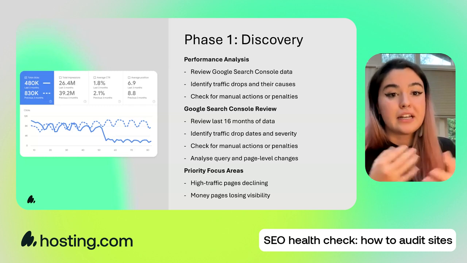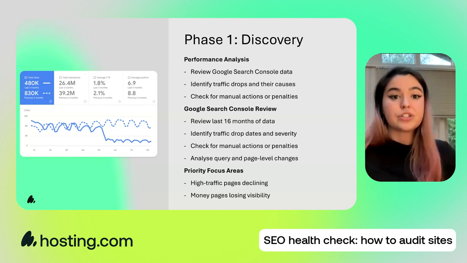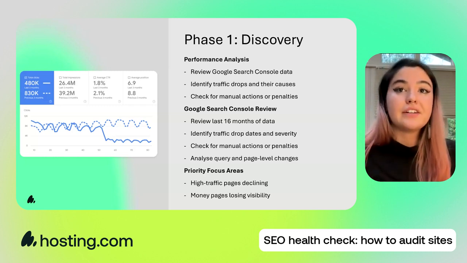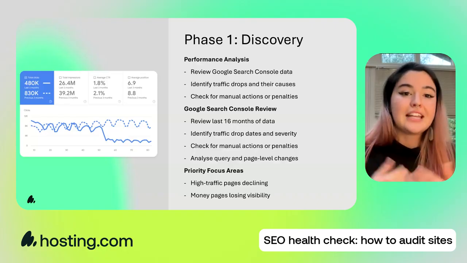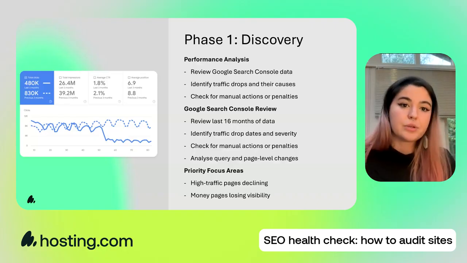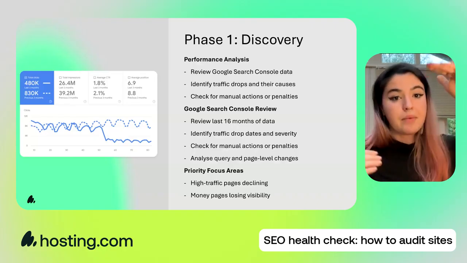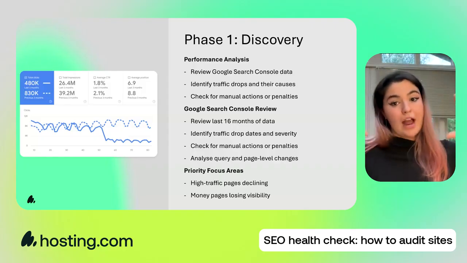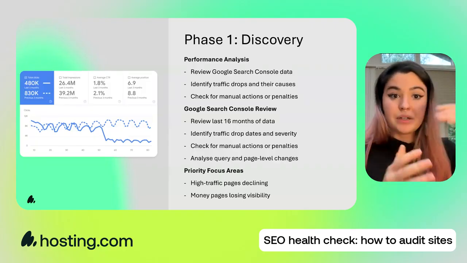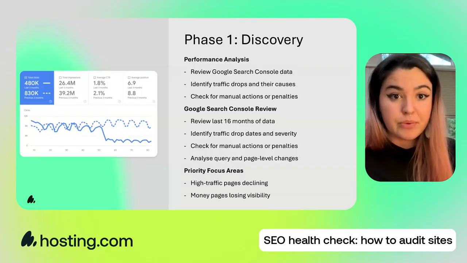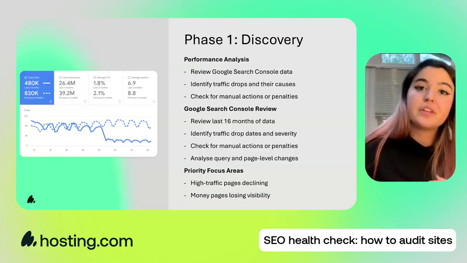You could compare that to itself or just as a whole and identify any drops or severity and then analyze those down to the query level. So when you're in Google Search Console as well, if you scroll down below the main graph, you can see what queries are attributed to the clicks and impressions.